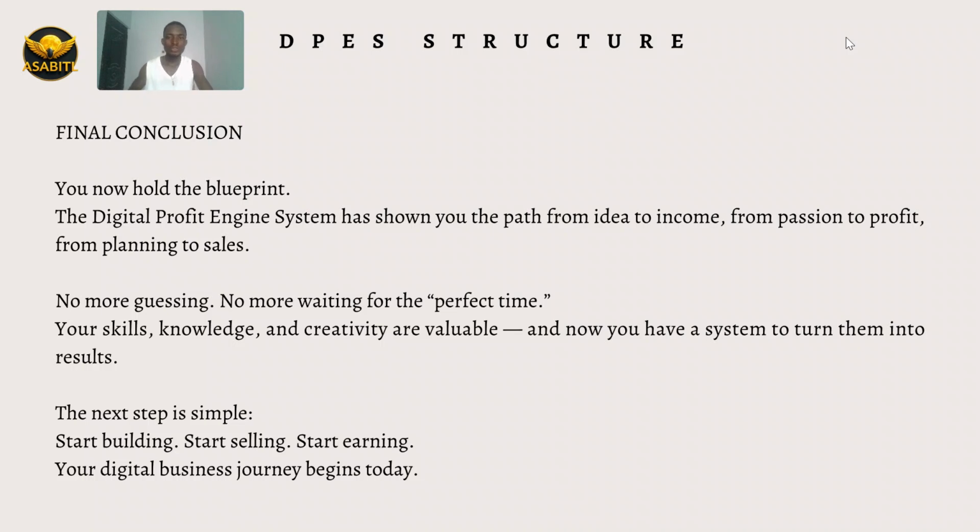Now, the Digital Profit Engine system has shown you the path from idea to income, from passion to profit, from planning to sales. This is what everybody is using on the internet. Put your hand on your chest and say, if people are making money in the digital space, then I can do it also. I can do it also, and nothing's going to stop me.